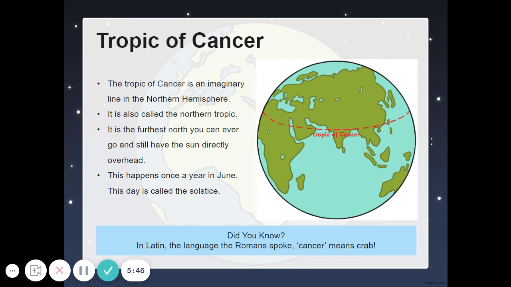Did you know in Latin, the language that the Romans spoke, Cancer means crab? Have a little think. Where else would we have heard? If you remember at the beginning, I said the Tropic of Cancer and the Tropic of Capricorn. Have a little think while we're talking about these, where you might have heard those two words before. There's also a few others, like we've got Aries and Leo. Have any of you heard of them before?